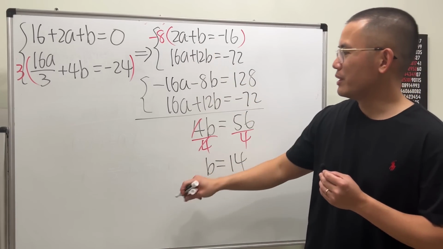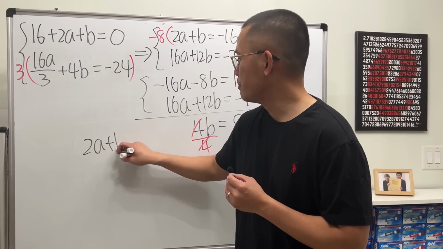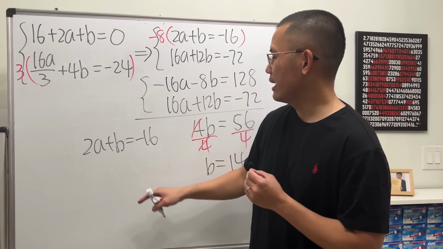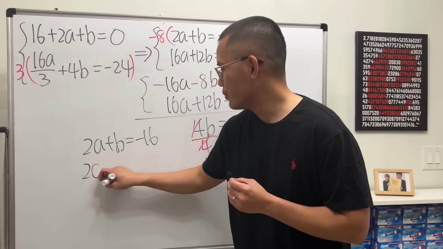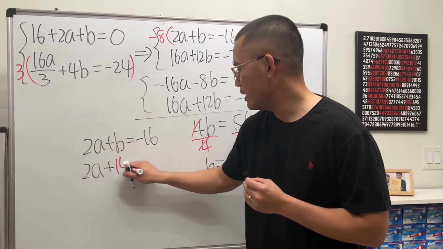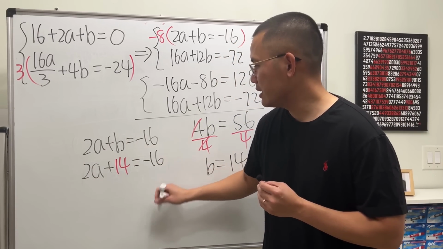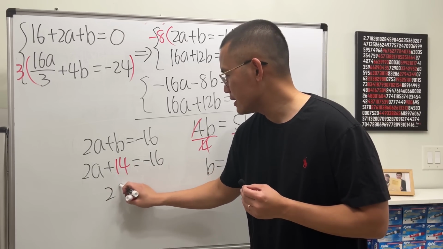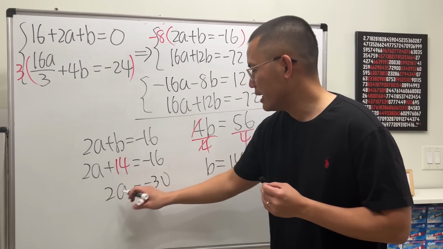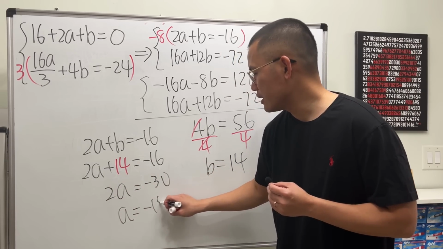14, I'm going to plug into here. We know 2a plus b is equal to negative 16. And then I will plug in this right here. 2a plus 14 equals negative 16. Subtract 14 from both sides, so that's negative 30. And then divide both sides by 2, so that's negative 15.